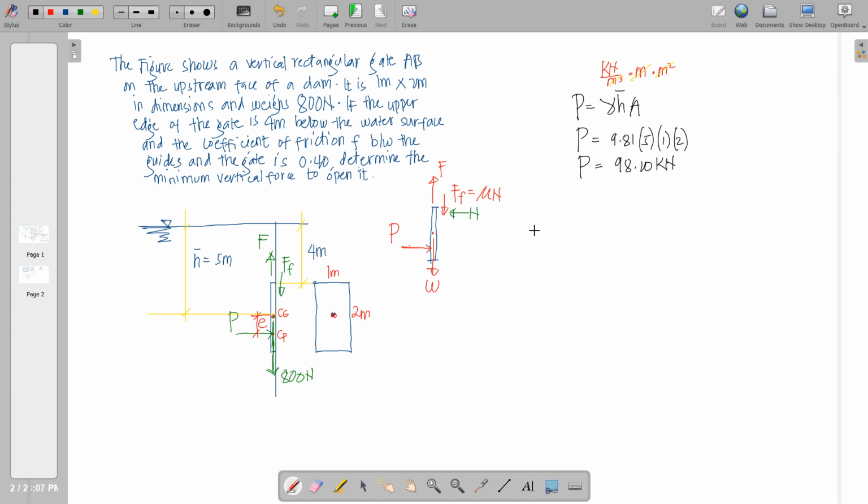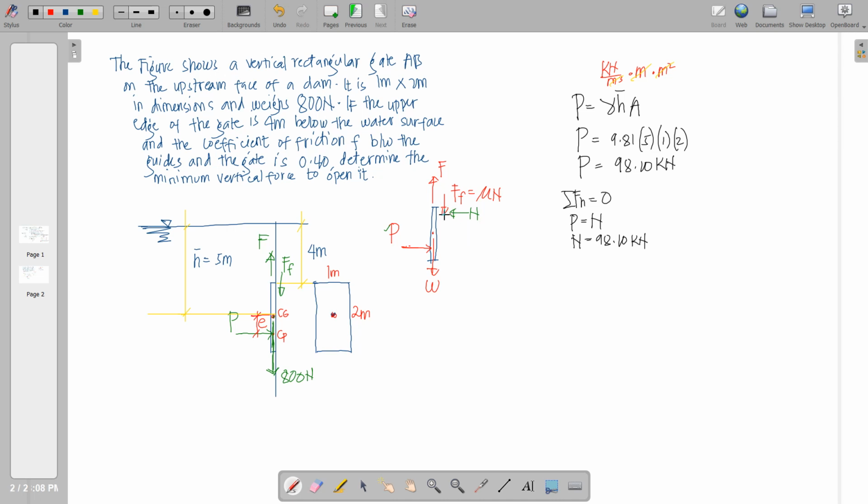So next step here, since we obtained the value of P, we can now proceed in calculating the frictional force through the normal force. And the normal force, by summation of forces horizontal equal to 0, we have the hydrostatic force should equate to the normal force. Hence, the normal force would be equal to 98.1 kilonewton. So knowing our normal force, we can now compute the frictional force.